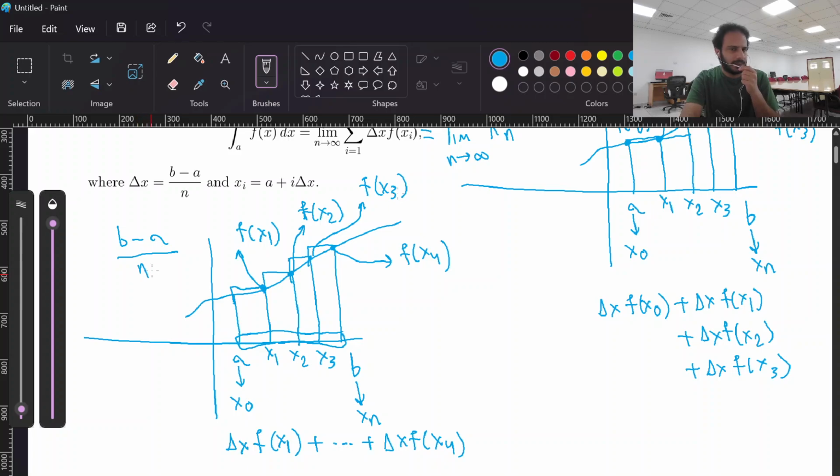This is for delta x. Now the next formula. You start at a, which is x0. How to get x1? You add 1 delta x. If you add another delta x, you get x2. Another delta x, you get x3. Another delta x, you get x4, which is b. So more generally, xi equals x0 plus i delta x.